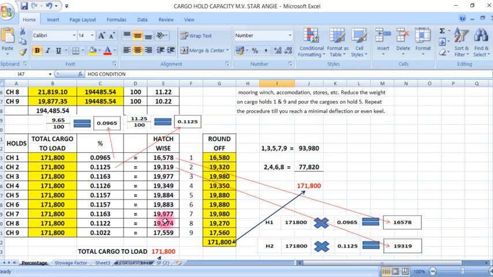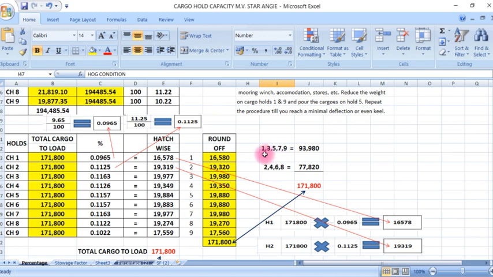These are the values computed by percentage, with a total of 171,800. But take note that these are not rounded numbers: we have 16,578, 19,319, 977, 349. To round these, 16,578, I make it 16,580; 19,319, make it 19,320; 977, make it 980, and so forth until hold number 9, with this total of 171,800.